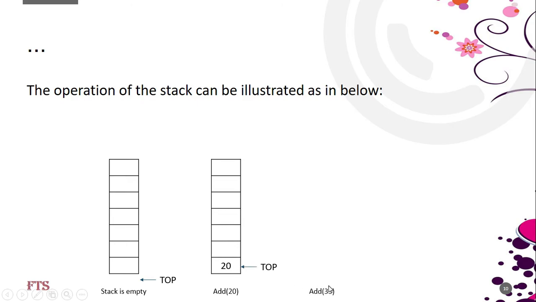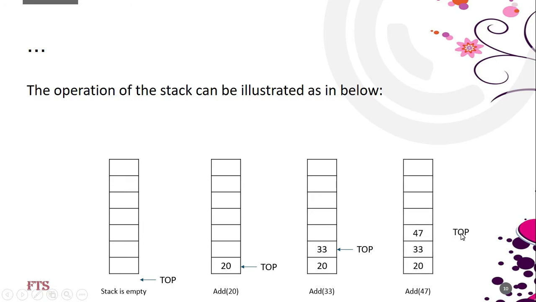If you again add another new item or element, it will be on top of 20, and top is pointing to the new element. Push another element, it will be on top. Top is pointing to the topmost element, which is 47 now. If you perform a delete operation or pop operation, the topmost element, which was 47, is removed from the stack, and now top is decremented by 1, which is now pointing to 33.